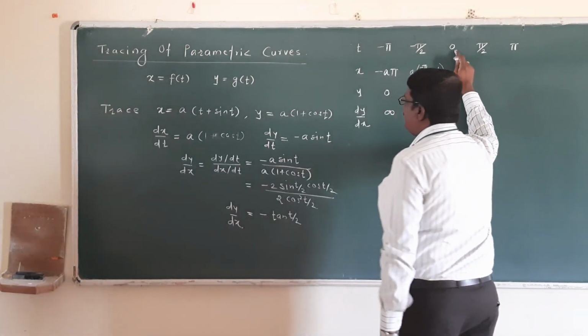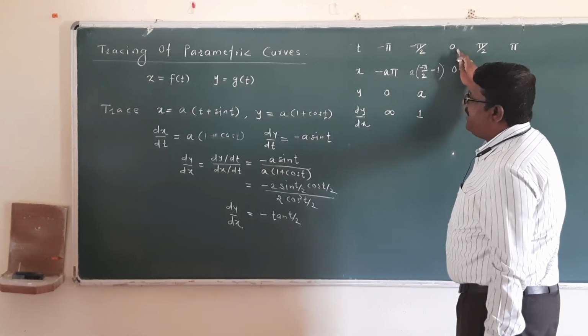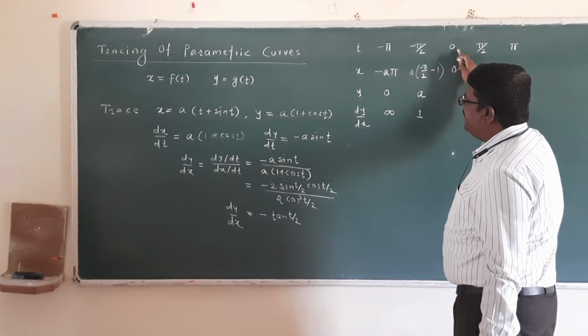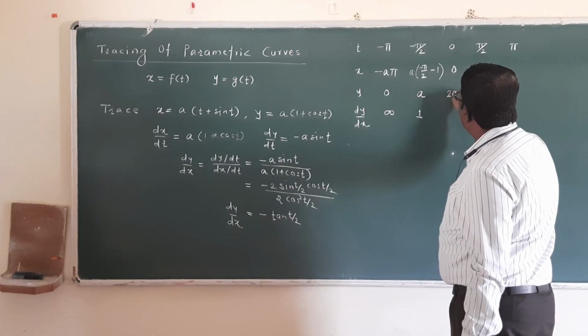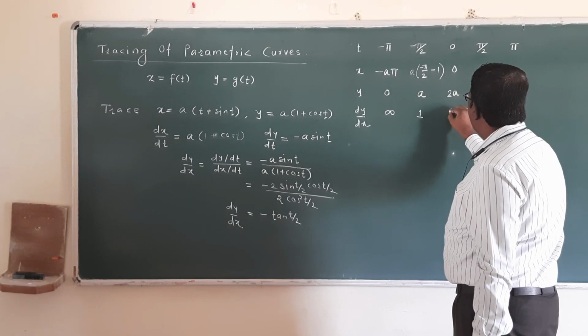Now when t is 0, what is x? x is 0. When t is 0, what is y? It is 2a. And when t is 0, what is dy by dx? It is 0. Okay.